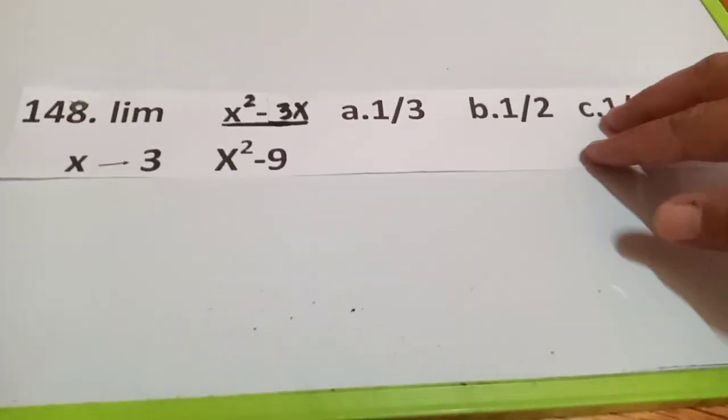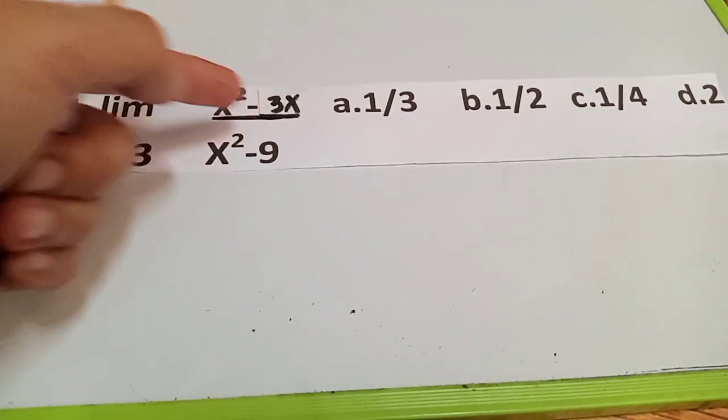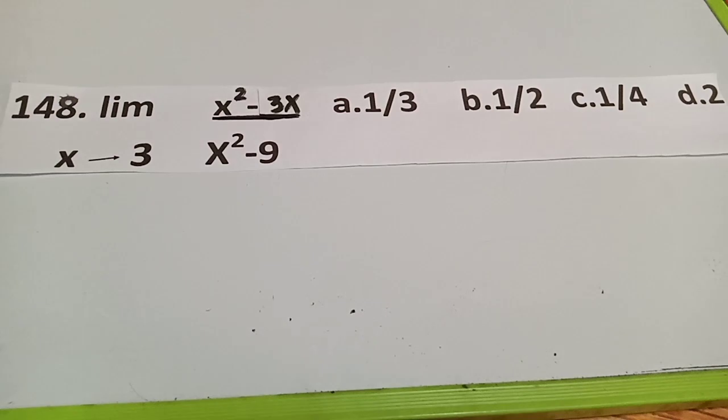Letter 148. So, this is the given. Limits. So, the given is x squared minus 3x over x squared minus 9, and x approaches 3. When we speak about limits, we are referring to the fact that the value should not be equal to 0. And that will be the function for the limit. Actually, there are two kinds of techniques in getting the limit. Actually, I think there are 5 in order to get the limit. But this is very simple.